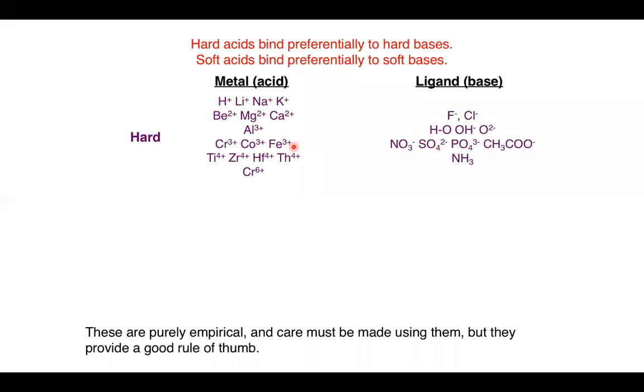Hard metals typically are those with a high oxidation state, or the alkali metals and the alkaline earth metals. They're all typically hard acids. Then there are the transition metals which are highly charged, like titanium 4+, chromium 3+, cobalt 3+, iron 3+, and so on. Then the ligands are those near the top of the periodic table, those with highly charged ions.